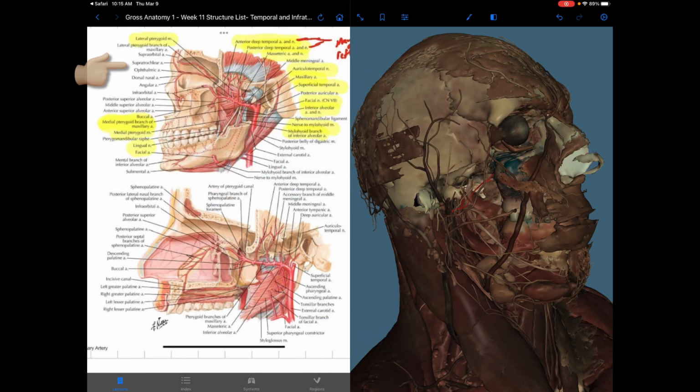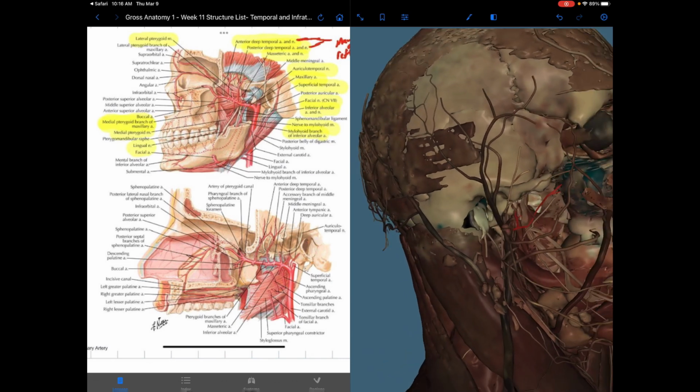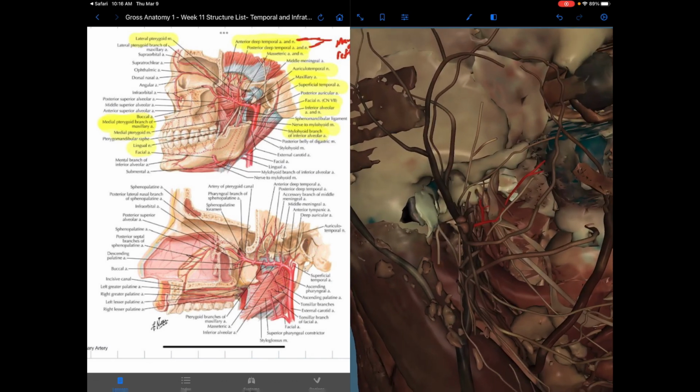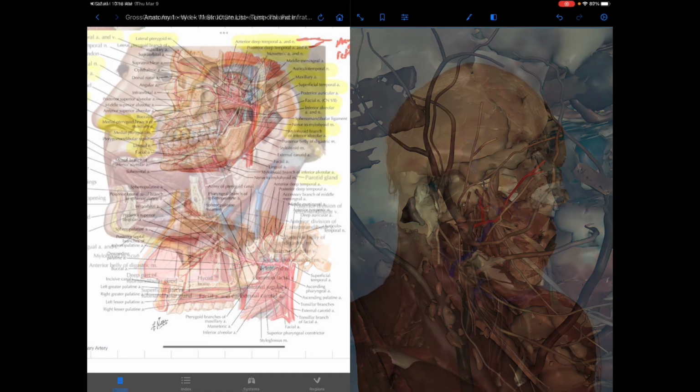Other arteries to the face include the facial branches of the ophthalmic artery, which is a branch of the internal carotid artery, and these include the supraorbital artery, the supratrochlear artery, the dorsal nasal artery, the zygomaticofacial artery, and the zygomaticotemporal artery. Additionally, we have facial branches of the maxillary artery, which you can see right here. Some of the branches include the infraorbital artery, the buccal artery, and the mental artery.